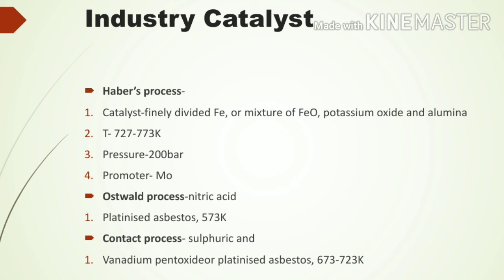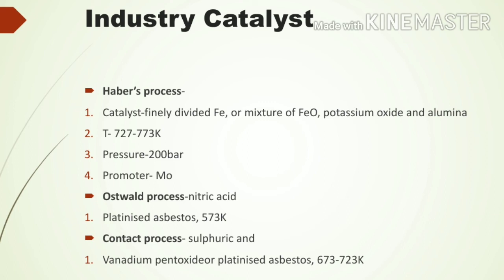First we take the case of the Haber process. In the Haber process, a finely divided iron catalyst is used, with the promoter molybdenum, at a pressure of 200 bar and a temperature between 727 to 773 Kelvin. A mixture of iron oxide, potassium oxide and alumina is also used in the Haber process.